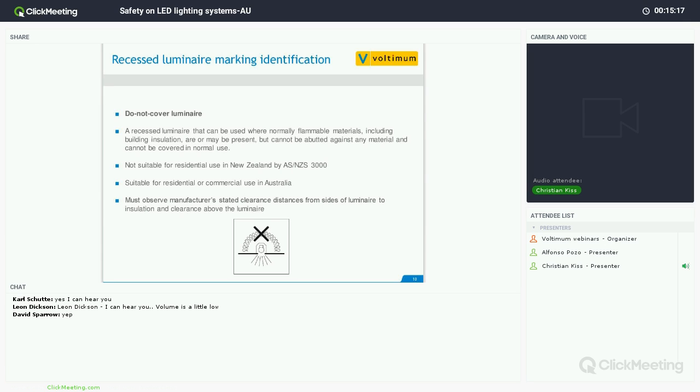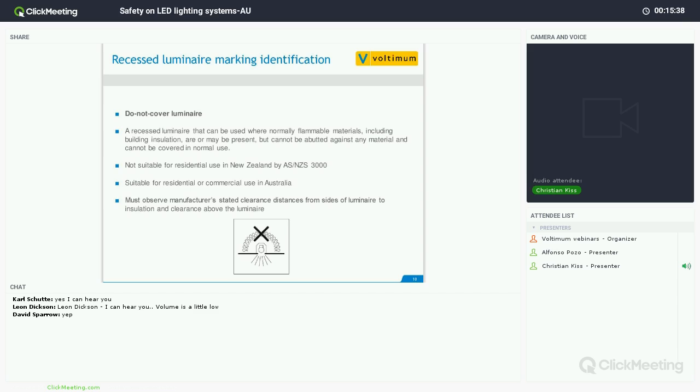However, if you're using this luminaire, you must observe the stated clearances from the sides of the luminaire and the insulation, and clearances above the luminaire. So I mean, think about the old halogen downlights. You could use them within a 200 mil clearance around the downlight from thermal insulation. It's kind of in that same vein.